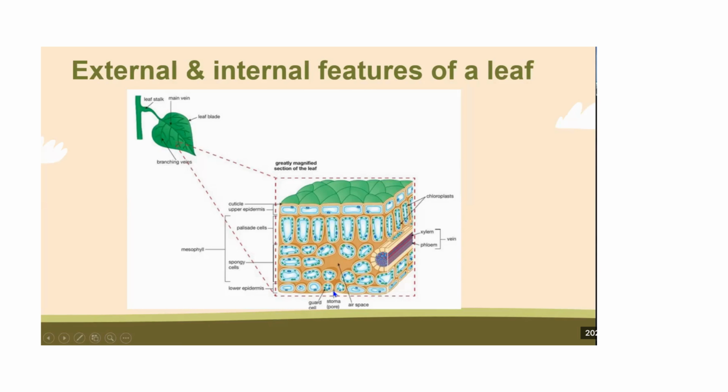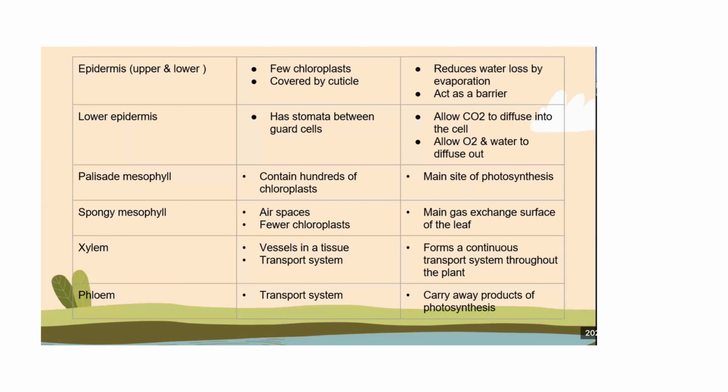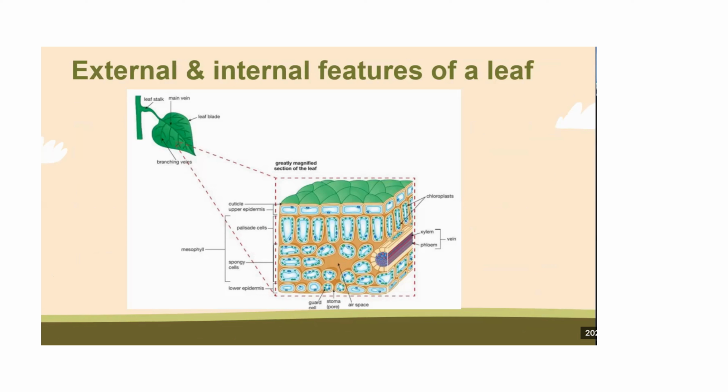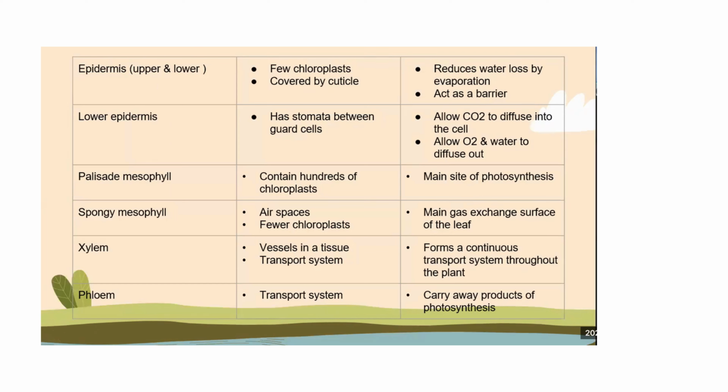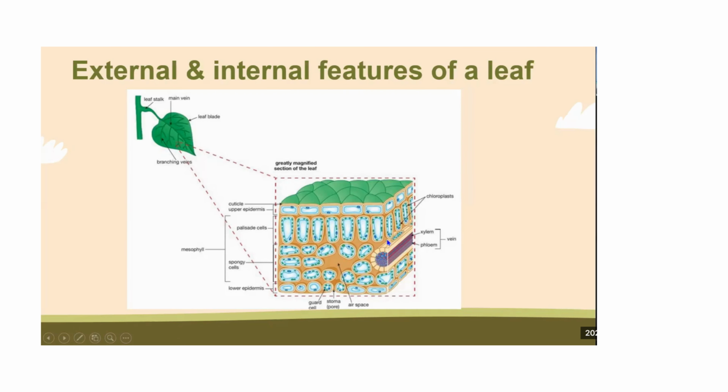Okay, and there is xylem. It is like vessels in a tissue. It is the transport system of the leaf. So it forms a continuous transport system throughout the plant. Okay. Then the next one is the phloem. It is also a transport system and carries away the products of photosynthesis. This is xylem and this is phloem.